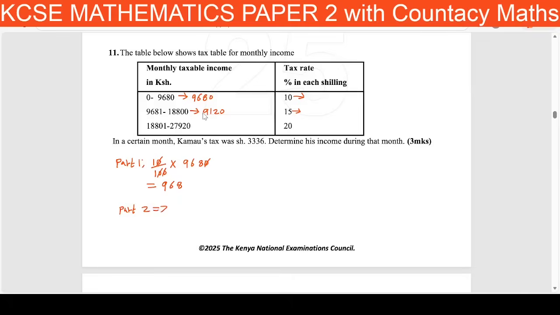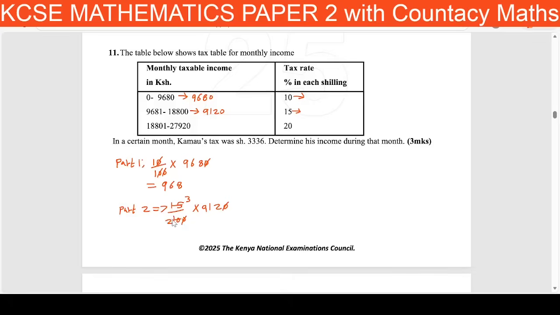Part 2, the amount that is charged is this one, 9120. Therefore, you are calculating 15% of that. So that's 15% multiplied by 9120. Can you be able to divide by 10? Yes, divide by 10. That's correct. Can you be able to divide by 3? Not really. We divide by 5 here, we get 3. We divide by 5, we get 2.